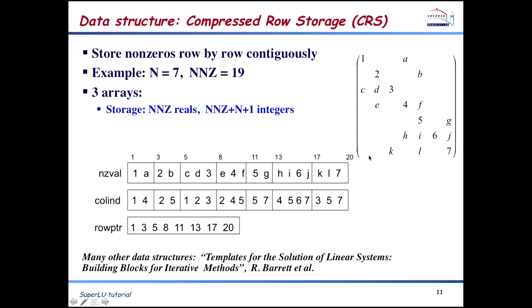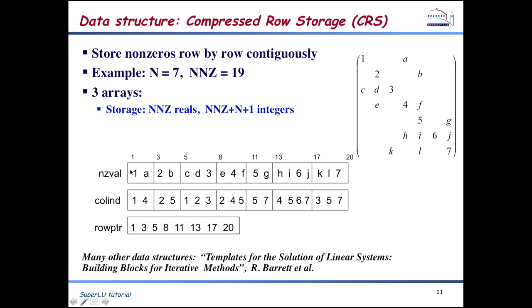So this is a little cartoon of a sparse matrix of dimension 7 by 7. I only have the non-zeros marked here. And the dimension n is 7, and nnz is 19, the number of non-zeros. Then for this compressed row storage, I need 3 arrays. One is NNZ reals, which has to store all the non-zero values. And then the other 2 arrays are integer. The total size is NNZ plus n plus 1 integers.